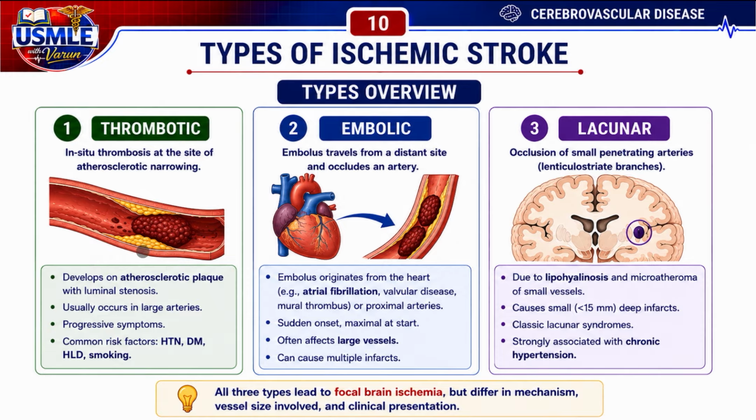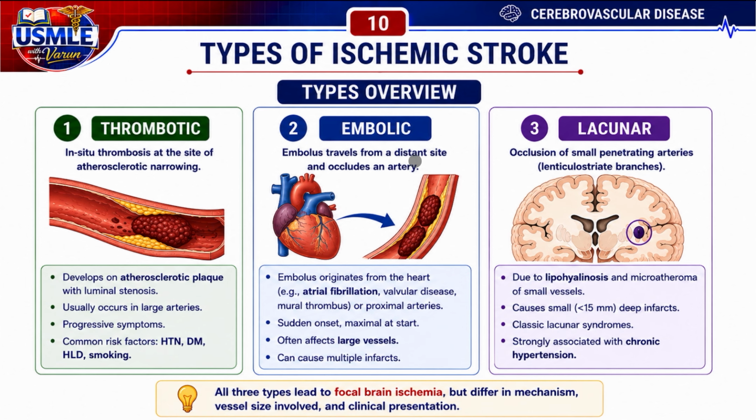Thrombotic ischemic stroke is characterized by the development of an atherosclerotic plaque that is associated with luminal stenosis, or luminal narrowing. This usually occurs in large arteries. It is associated with progressive symptoms, and common risk factors for the development of thrombotic ischemic stroke are hypertension, diabetes mellitus, HLD, and smoking.